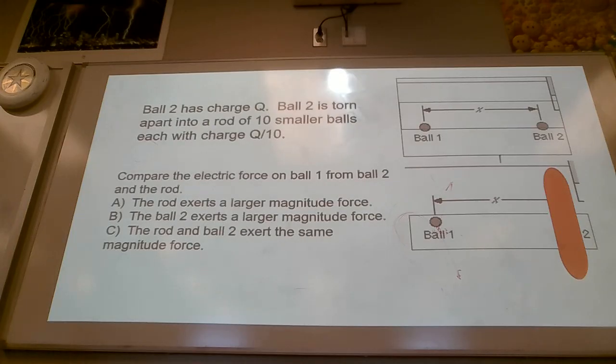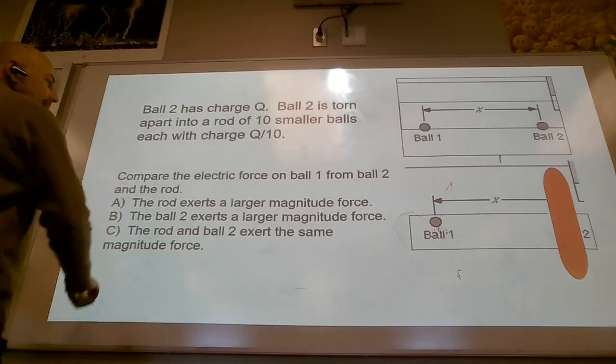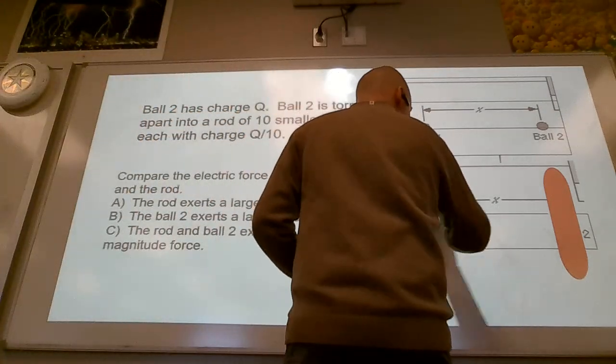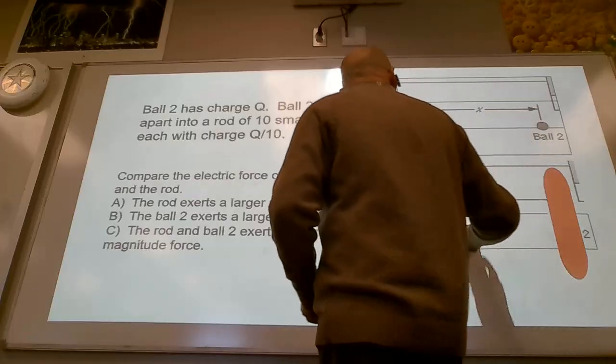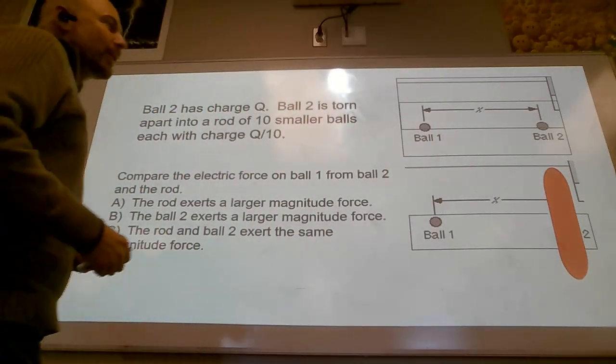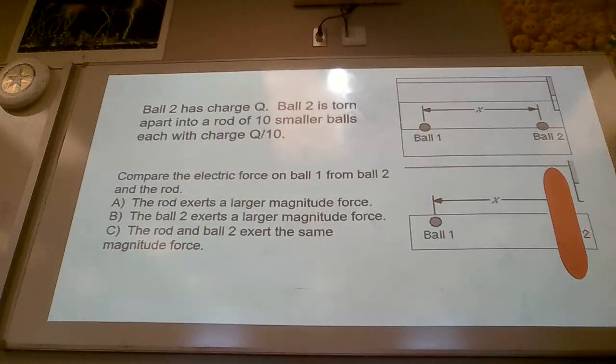Okay. All right. So let's look at 2 scenarios where you have 2 charged objects, both point charges, and then we take a second scenario. We take ball 2 and kind of smear it, kind of like a butter ball, but the charge is still there. Okay.